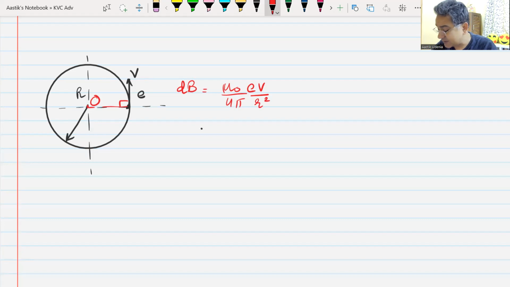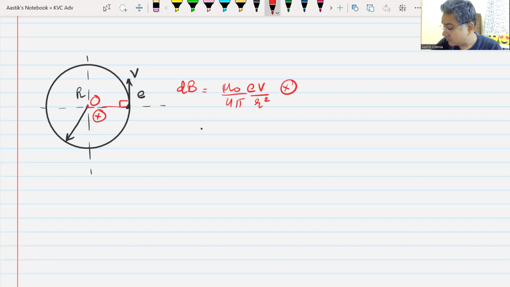What is the direction of the magnetic field? So velocity is here, the point is here, it is going outside, but that is the field created by a positive charge. This is a negative charge, so the field would be going inside. Do we understand this?